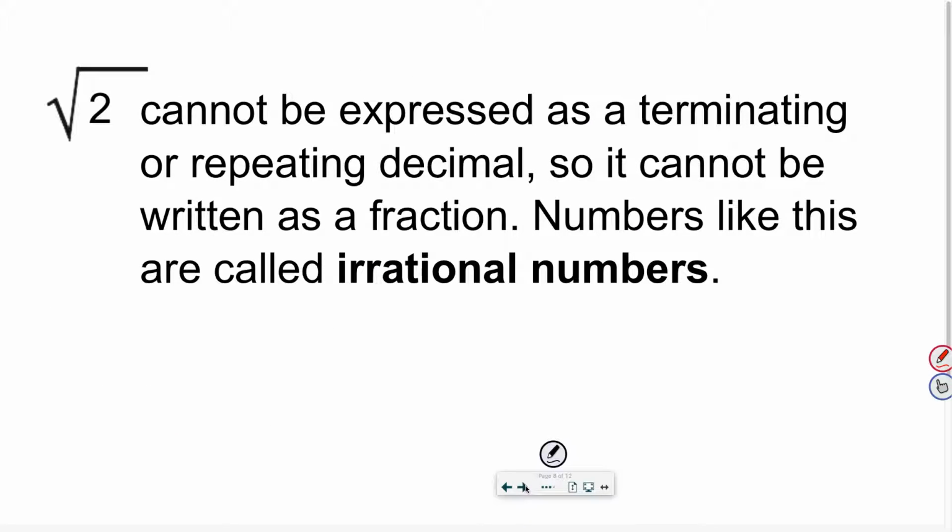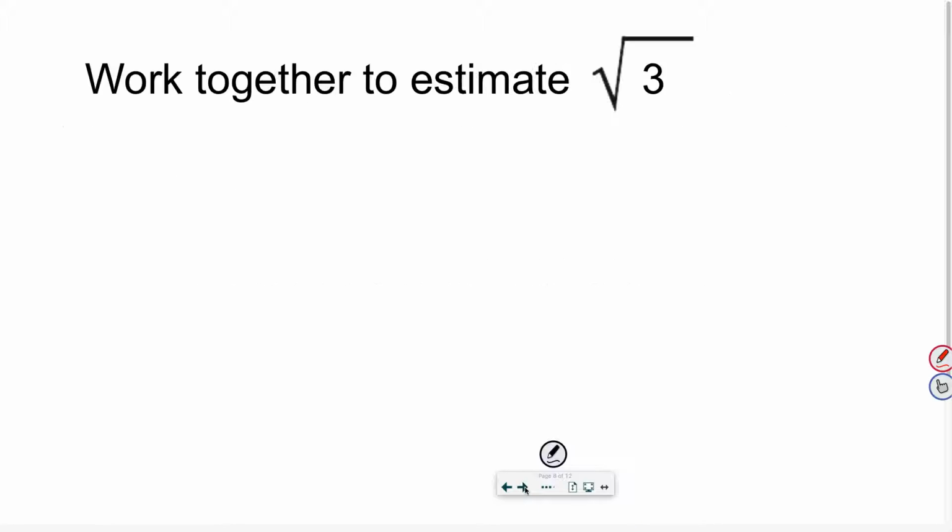Before we do that, let's just talk about the square root of 2. It cannot be represented as a terminating or repeating decimal. It can't be written as a fraction. It is irrational. You don't have to write this definition. You already have the definition for what an irrational number is. Okay? But we're going to try the square root of 3. Before we do that, let's recap where do we begin? How are we going to figure out where this belongs?